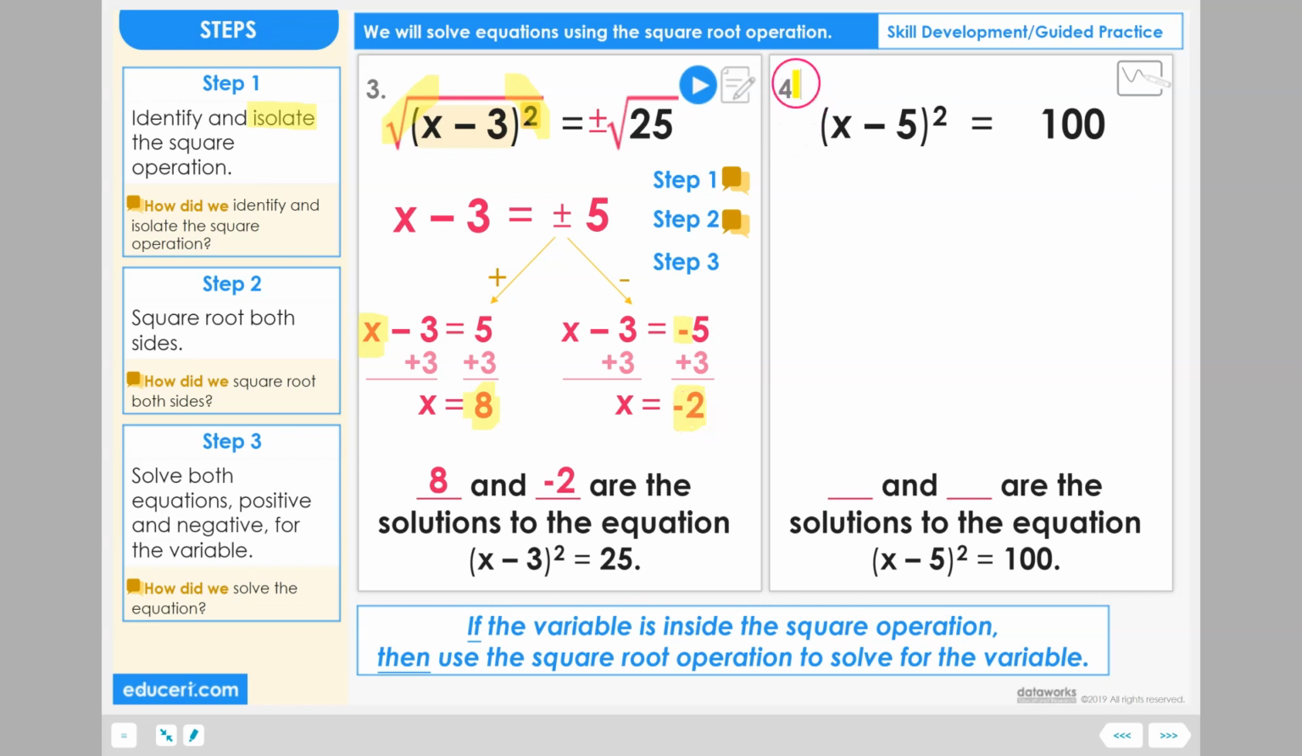You are now ready to solve equation number 4 using the square root operation and getting two solutions for the equation.